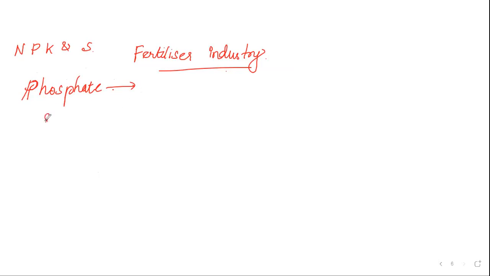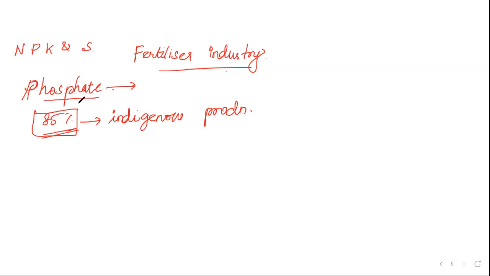But 85% of urea has been taken from indigenous production, and 85% of that goes for self-consumption in our country. However, phosphate and potassium, we are importing the reserves. Here, it's imported reserves.